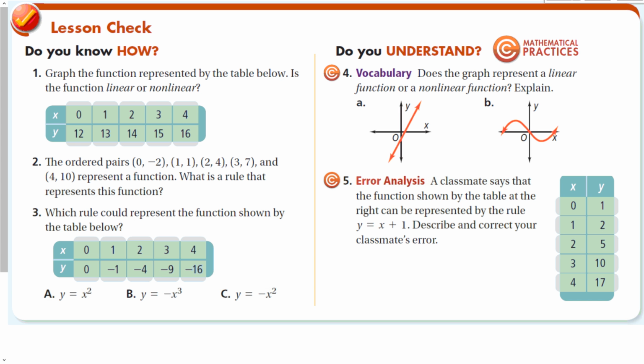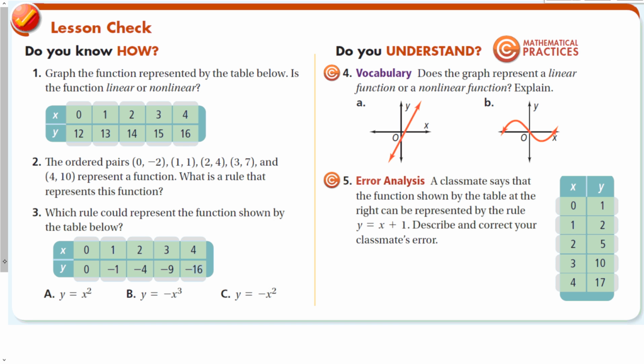So let's look at our lesson check right here and graph the function represented by the table. Is it linear or nonlinear? So x is going up by 1, y is going up by 1. This is a linear function and pretty simple to graph as well. The ordered pairs 0, -2, 1, 1, 2, 4, 3, 7, and 4, 10 represent a function. What is the rule that represents this function?